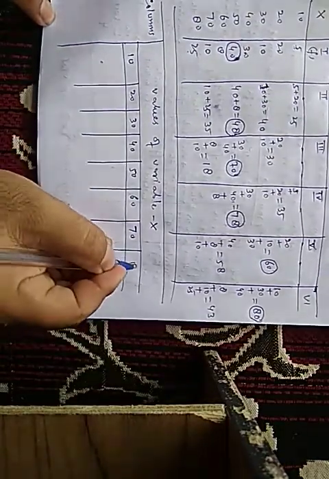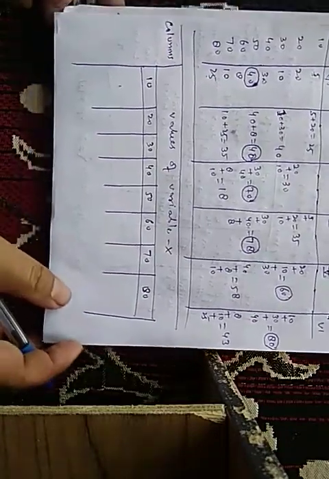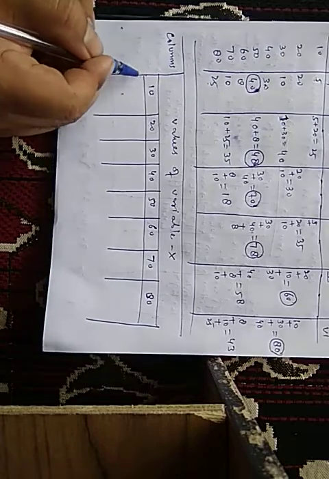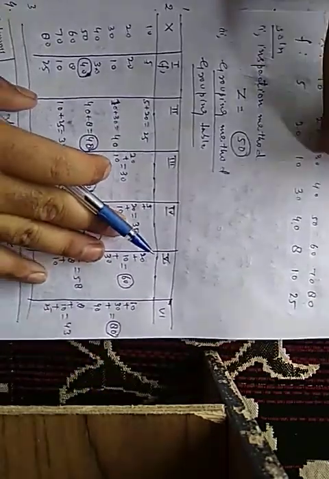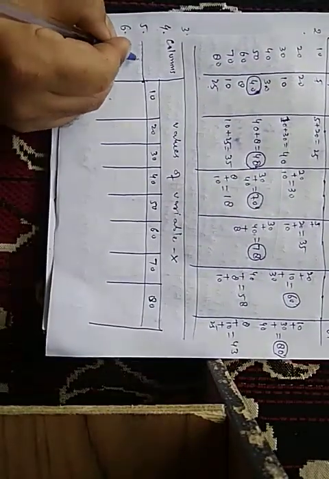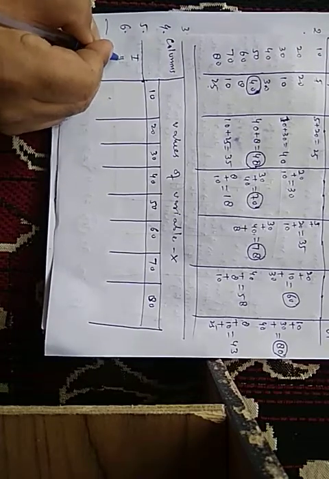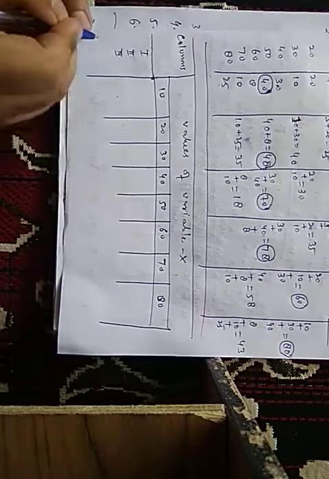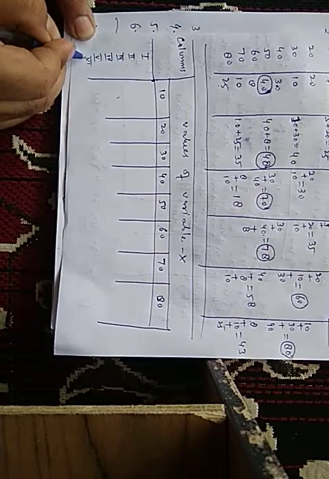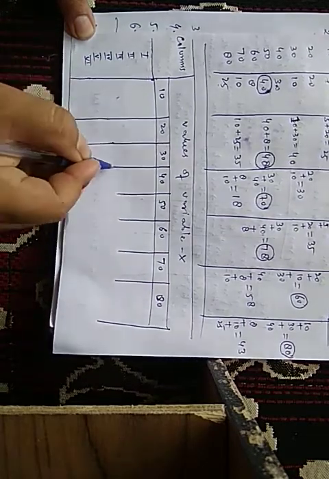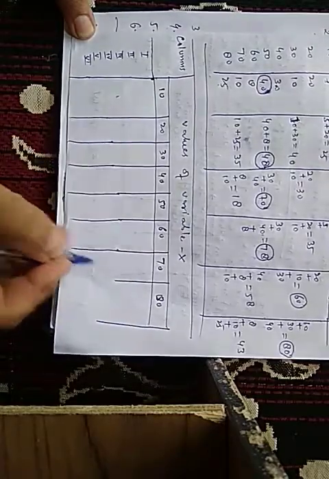70 and 80. And the columns are 6. One to 6 columns: 1, 2, 3, 4, 5, 6. And here we will write the total.